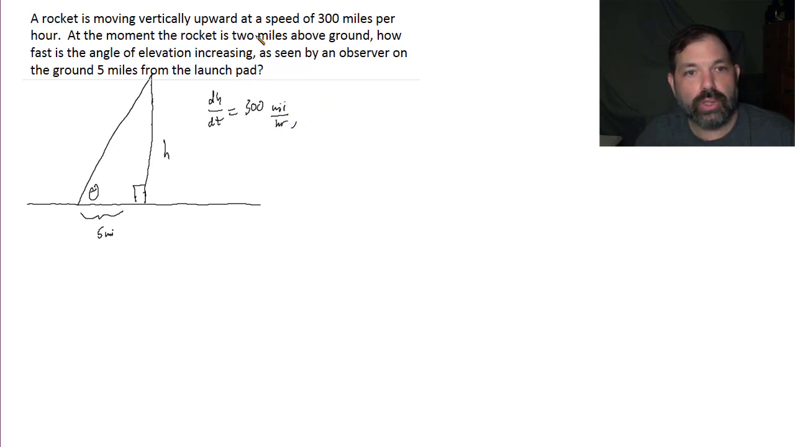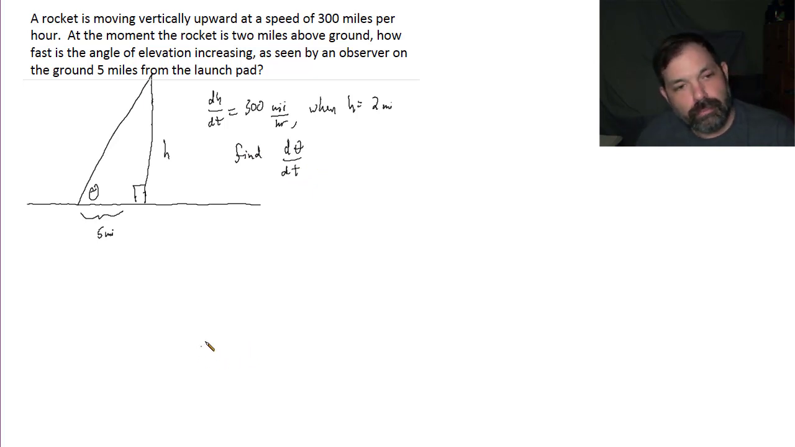At the moment the rocket is 2 miles above ground, when h is equal to 2 miles, how fast is the angle of elevation increasing? We need to find dθ/dt. That's our goal. Let's find dθ/dt.